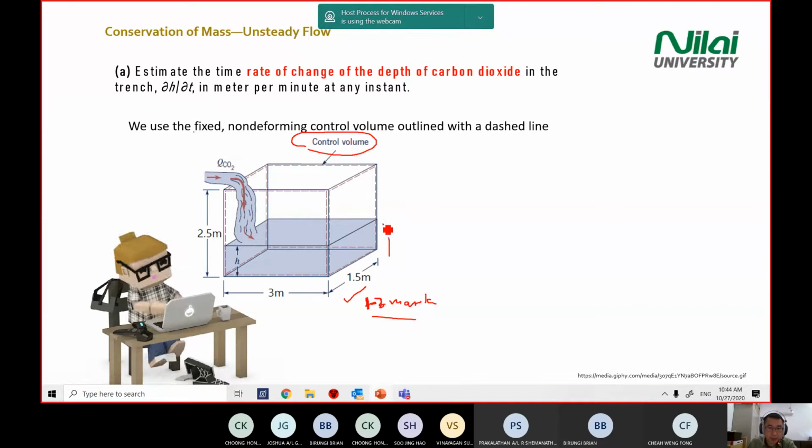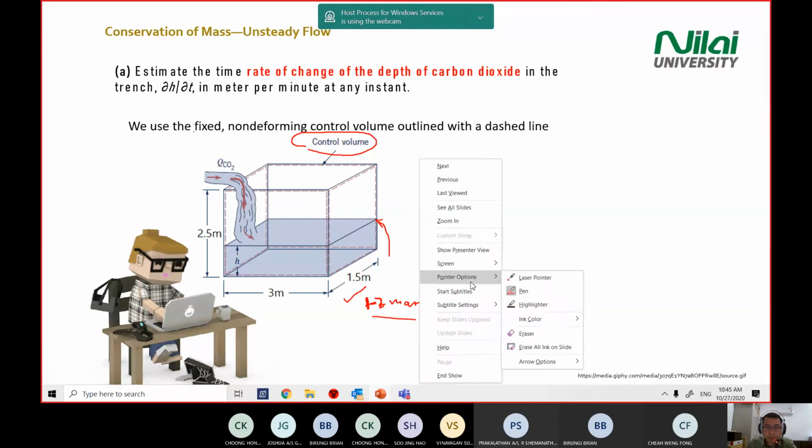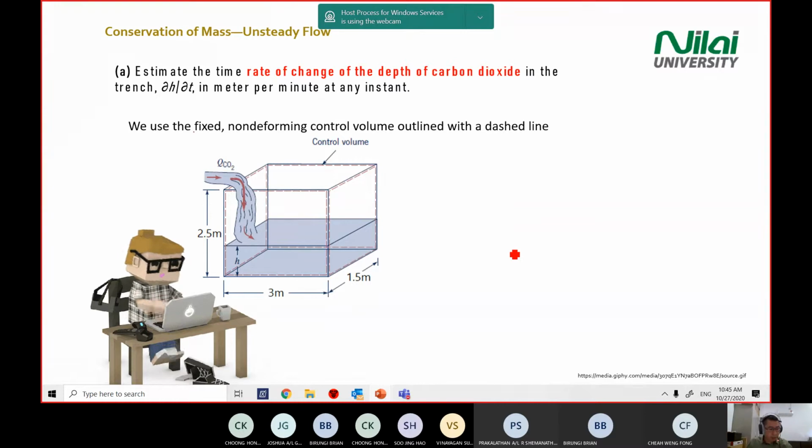Of course, mark the control volume, and the CO2 flows from above into the system. Okay, I'll continue. If I move too fast, just stop me. If you cannot follow, or you need more time to draw or draft something, just let me know.